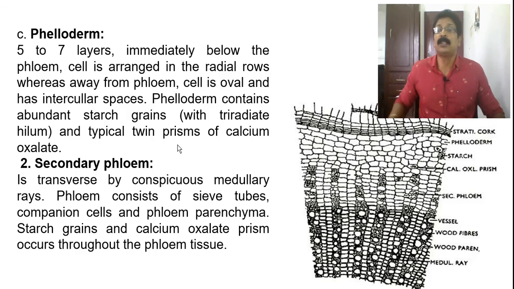You can see in the picture also I have shown the starch grains with a triradiate hilum, that is a pointed area, and a typical twin prism of calcium oxalate crystals can also be seen. Even in the picture we have shown that the phloem contains calcium oxalate crystals and starch grains in the cells, which can be drawn with small dots.